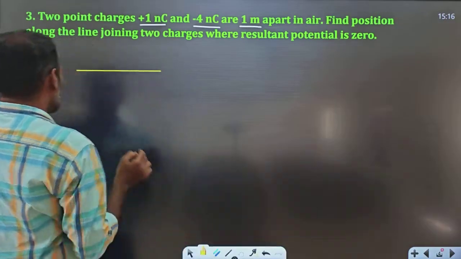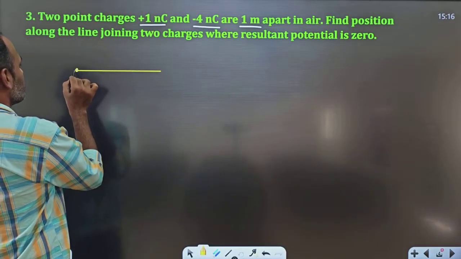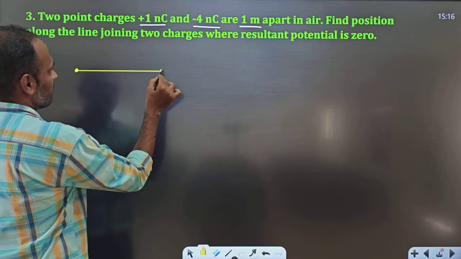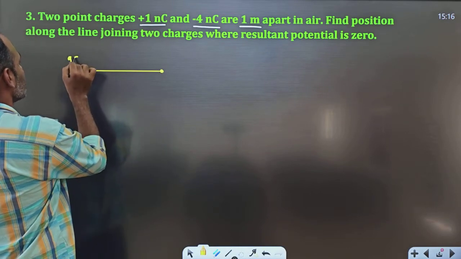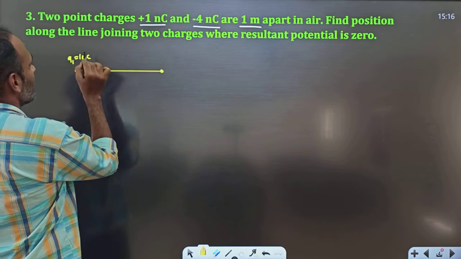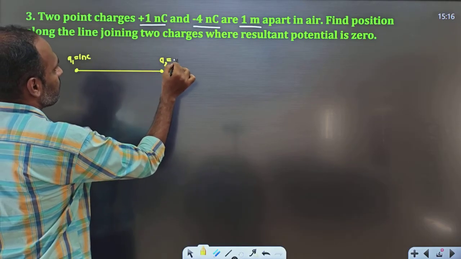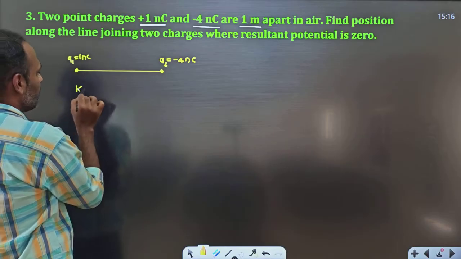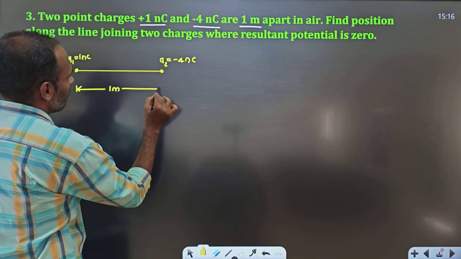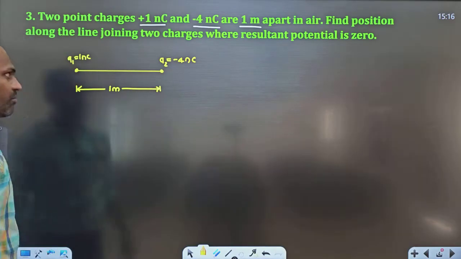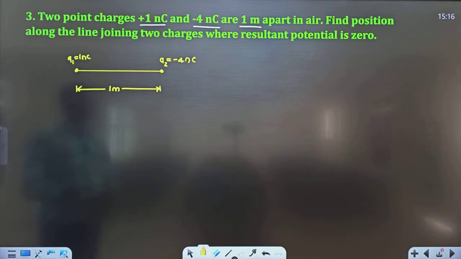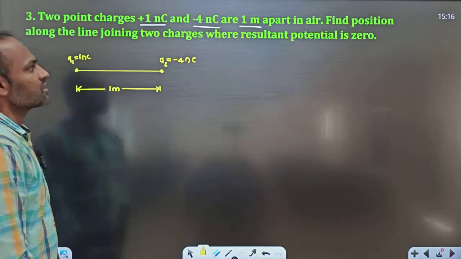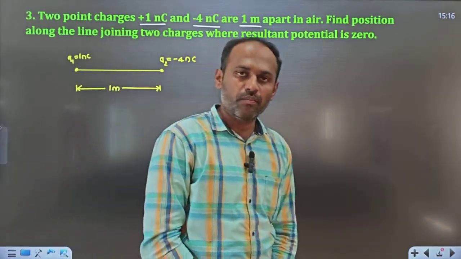There are two charges kept here now. Let me say this is the first charge and this is the second charge. First charge Q1 is 1 nanocoulomb. Second charge Q2 is minus 4 nanocoulomb. They are at a distance of 1 meter apart. They are asking to find the position along the line joining the two charges where the resultant potential is 0.